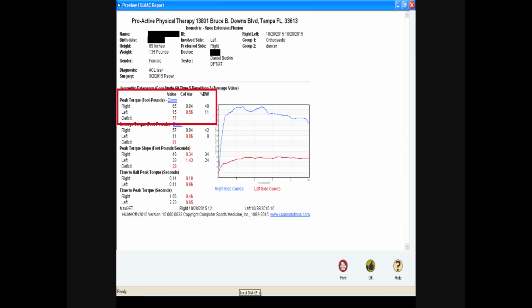All right, once my box moves down to the next set of data points, it's the same setup. It tells you right versus left, coefficient of variance, as well as the difference compared bilaterally. The next set of data down, however, is looking at the average torque over the 5 seconds, whereas that top one, where my box is right now, is the peak torque.